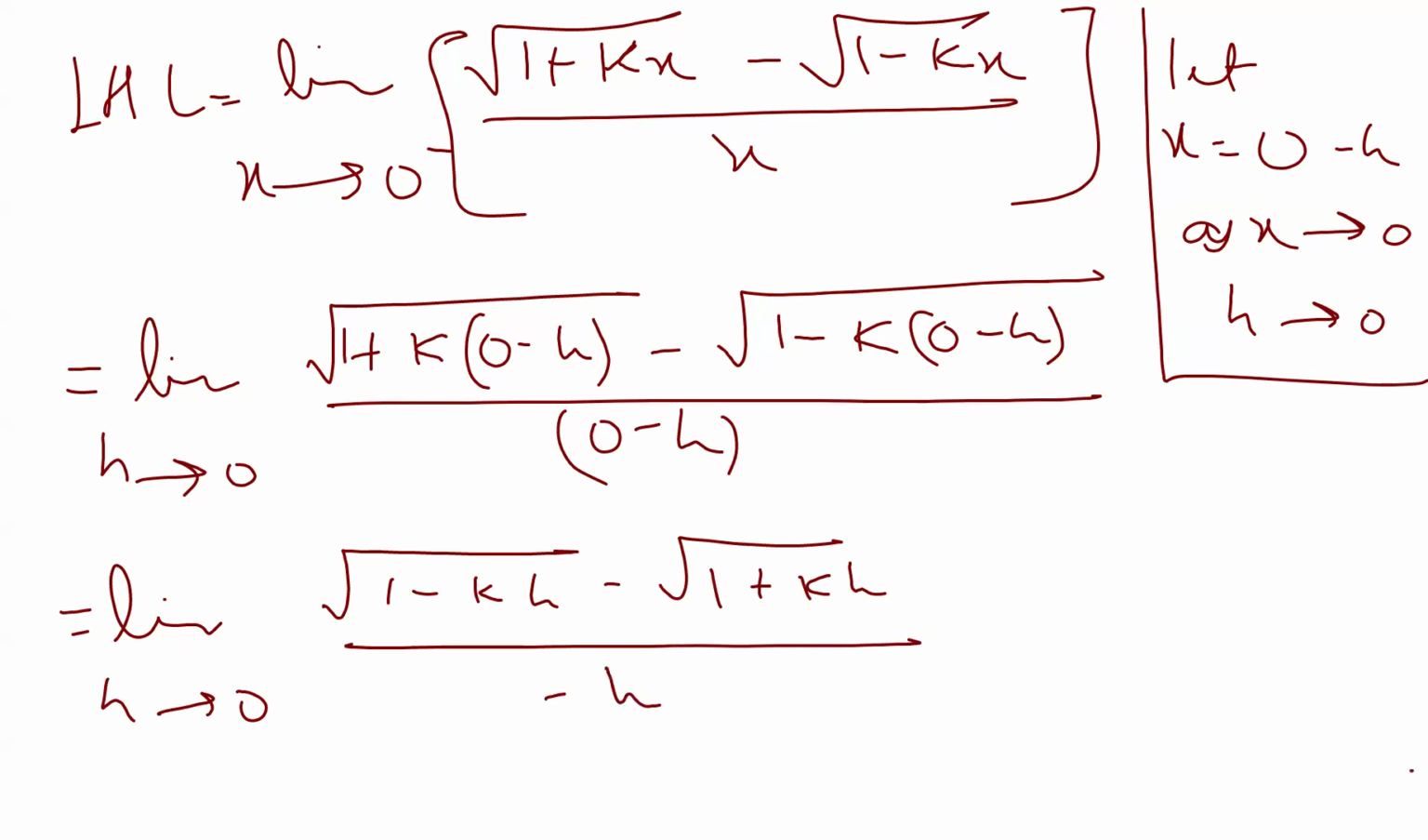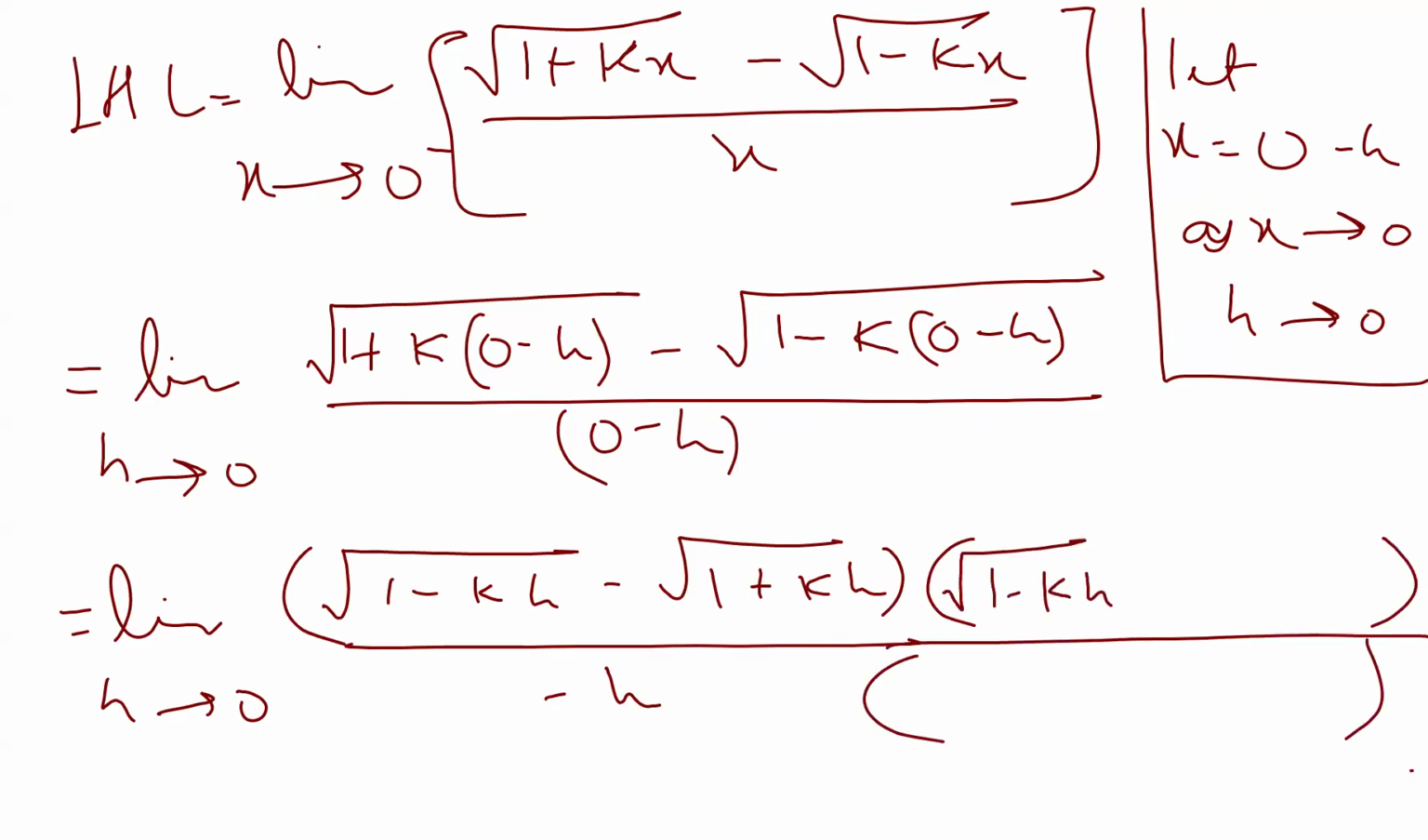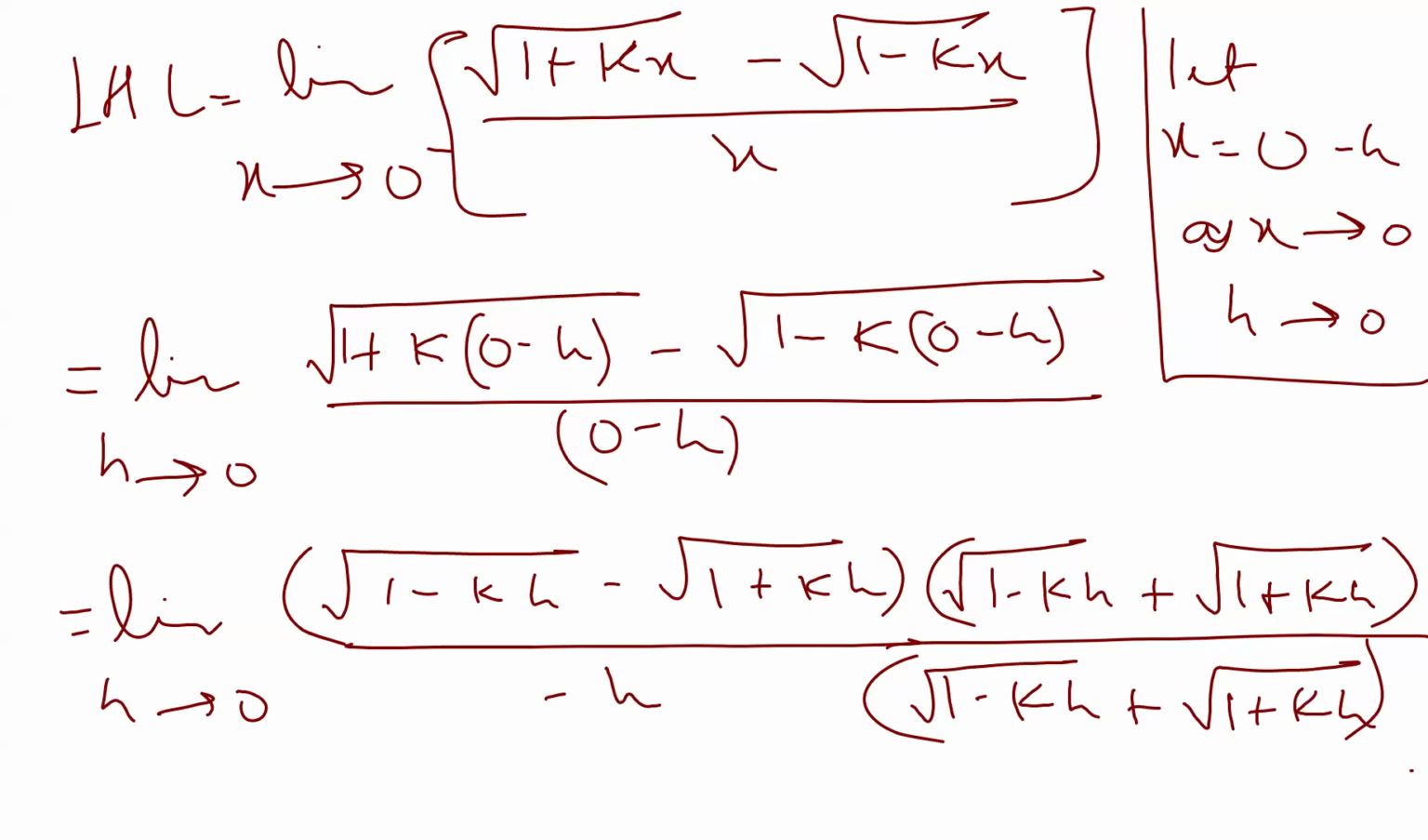So now we are going to rationalize this. Root minus root in the numerator or denominator or both in limits, we rationalize. So for the numerator we will take the conjugate, root of 1 minus kh plus root of 1 plus kh. So this is a minus b, a plus b, and a minus b into a plus b is a square minus b square.